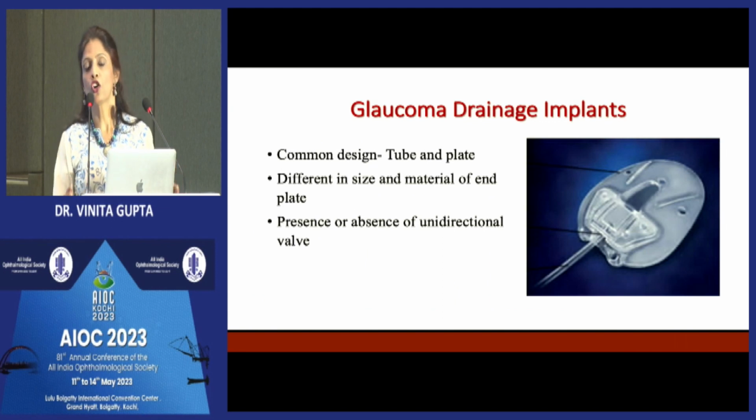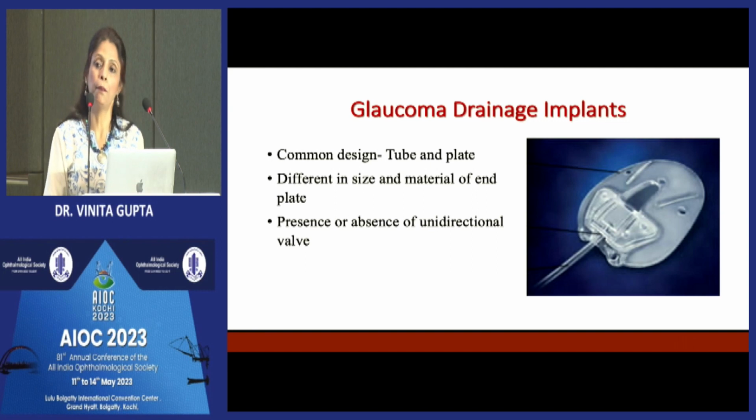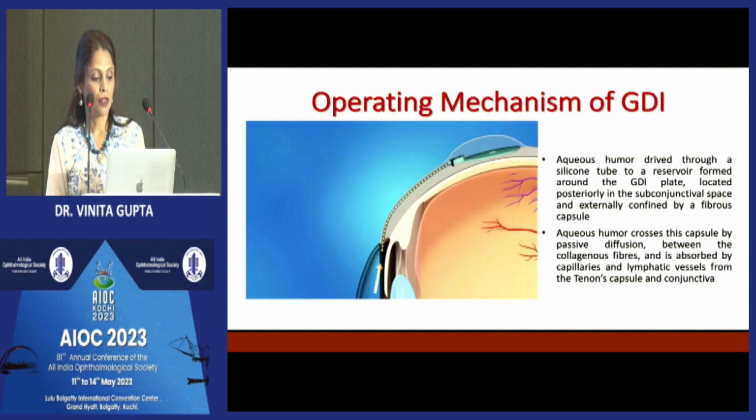So all these glaucoma drainage implants have a basic design of having a tube and an end plate, with differences in sizes and differences in the material of the end plates, and they're basically classified as two types based on the presence or the absence of the valve. And how do they operate?